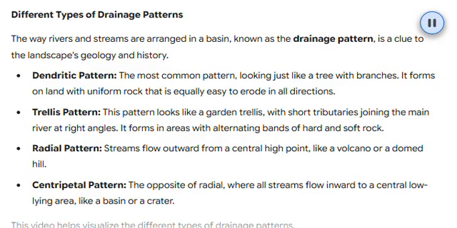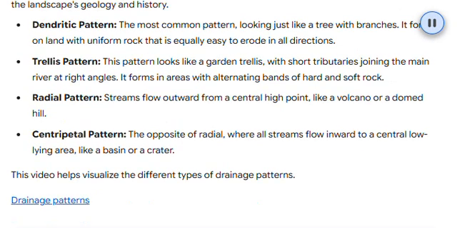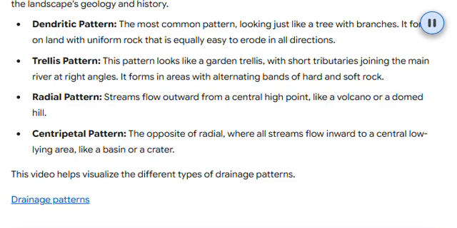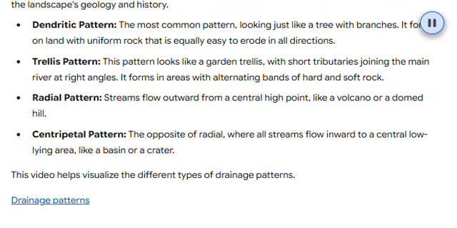Dendritic pattern, the most common pattern, looking just like a tree with branches. It forms on land with uniform rock that is equally easy to erode in all directions. Trellis pattern. This pattern looks like a garden trellis, with short tributaries joining the main river at right angles. It forms in areas with alternating bands of hard and soft rock.